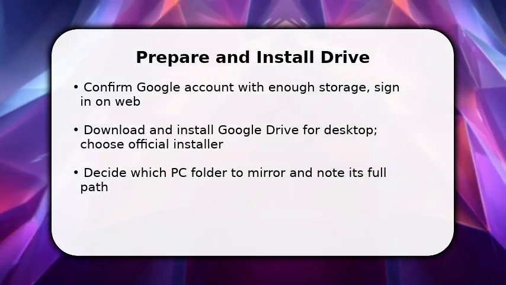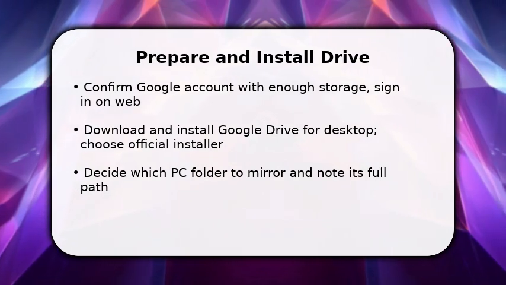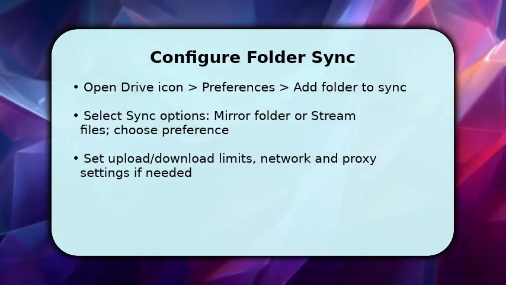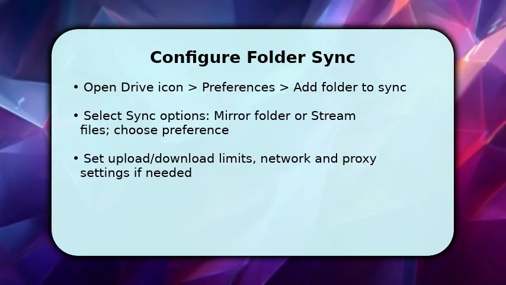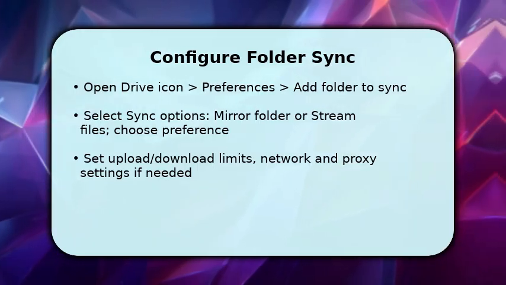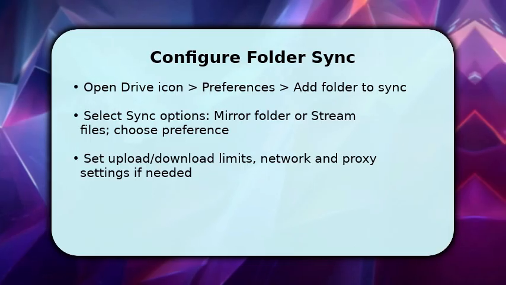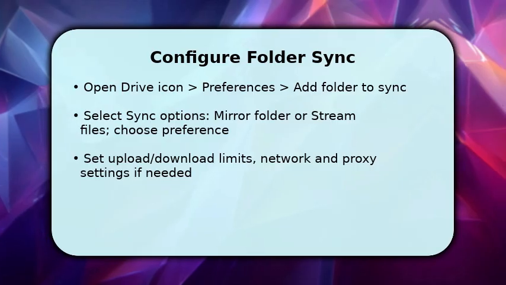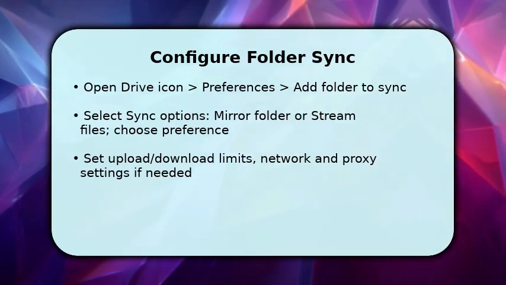Once done with installation, open the Drive for desktop icon and go to Preferences, then click Add Folder to pick your PC directory. Choose whether to mirror the folder to Google Drive for offline access or to stream files to save space. Understand Mirror duplicates locally while Stream stores placeholders.